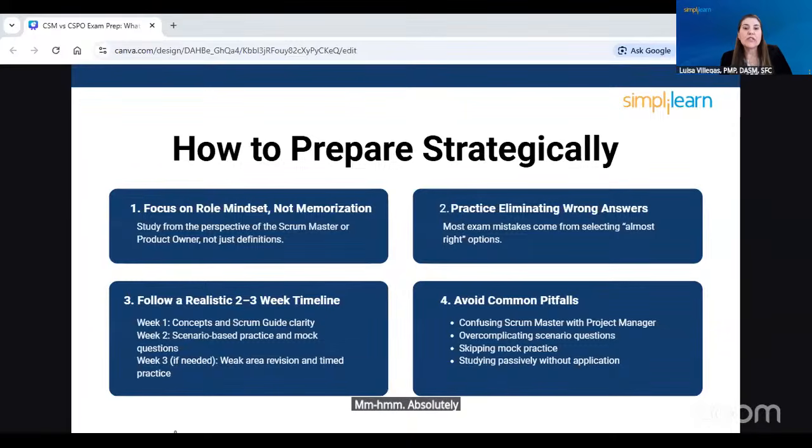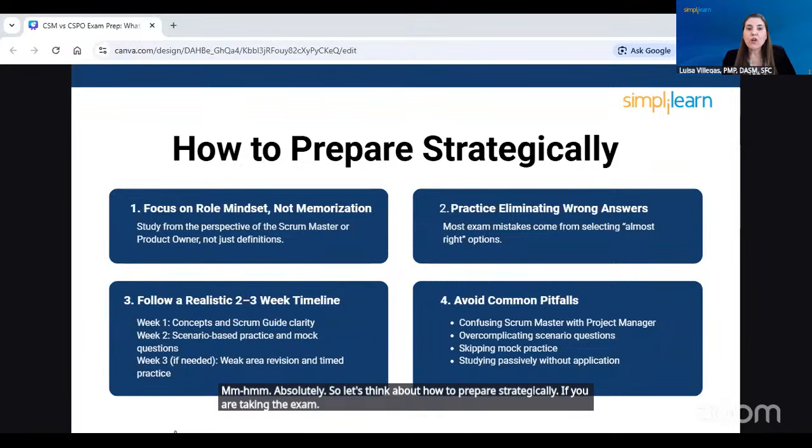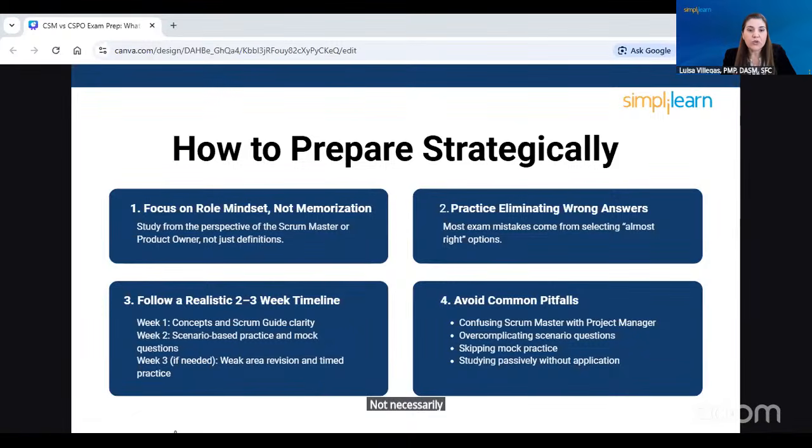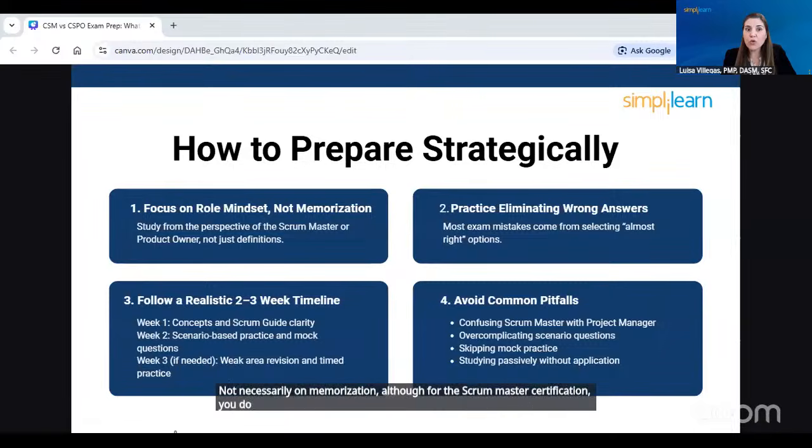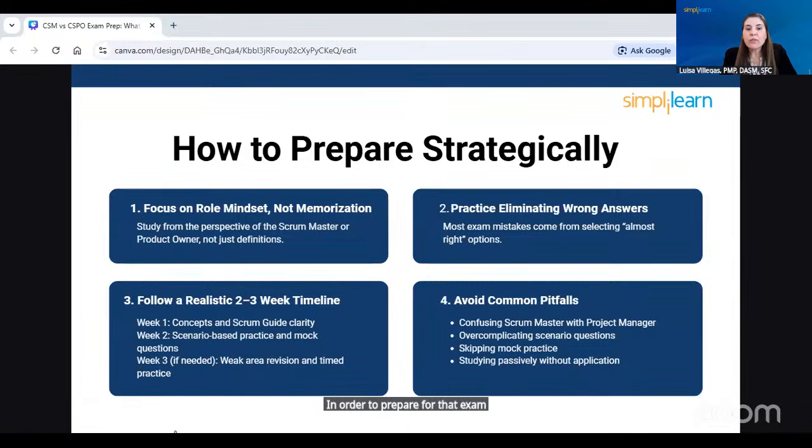Absolutely. So let's think about how to prepare strategically if you are taking the exam. First of all, you want to make sure that you're focusing on the role mindset. So understanding very well what a Scrum Master does versus what a product owner does. Not necessarily on memorization, although for the Scrum Master certification, you do have to know that framework really, really well. In order to prepare for that exam, I recommend following a 2 or 3 week timeline.